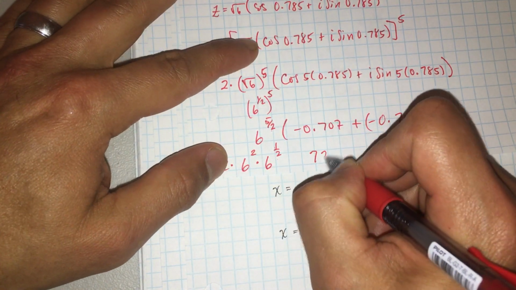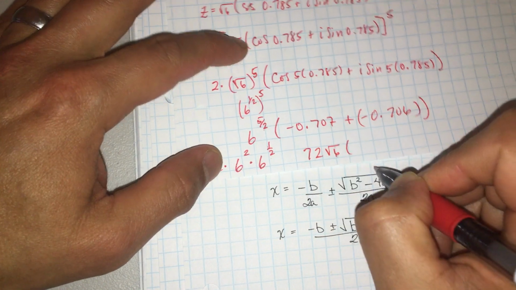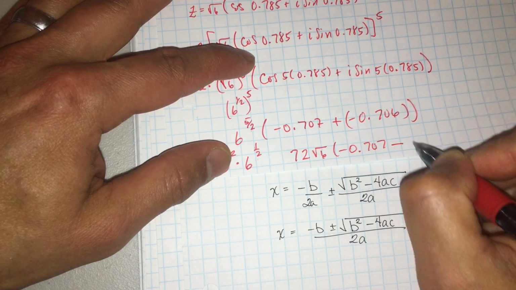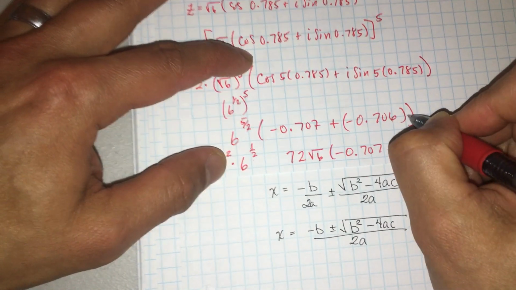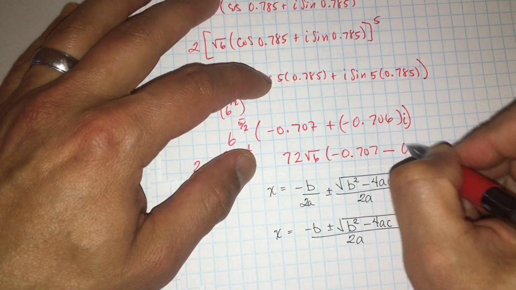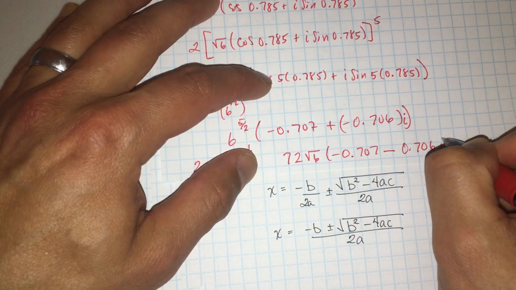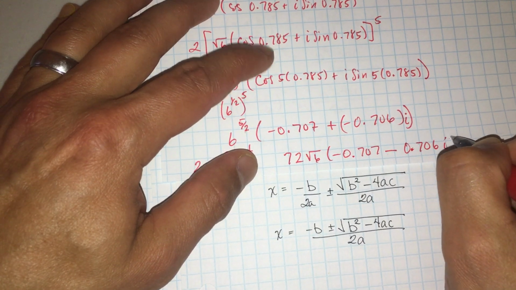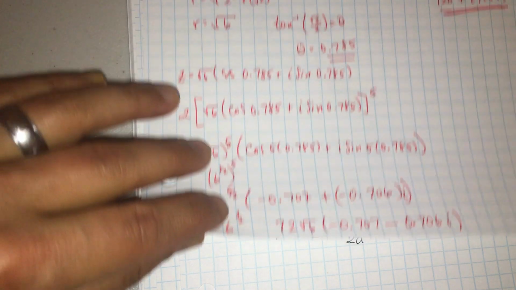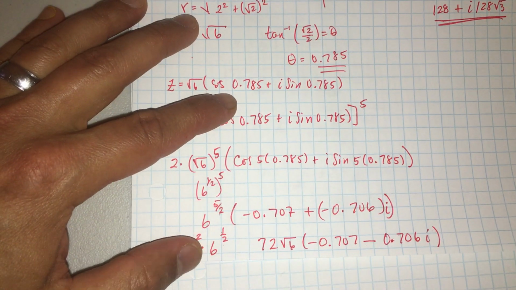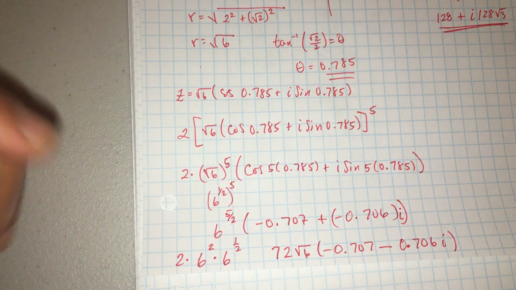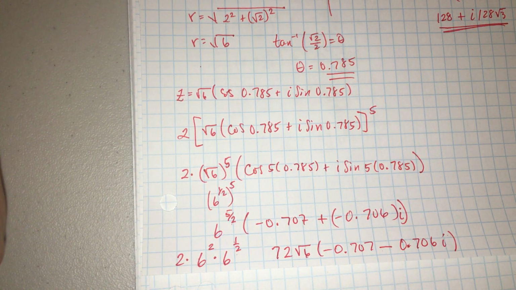So this guy is going to end up being 72 radical 6 times negative 0.707 minus, and don't forget your I over here, and then minus 0.706 I. Okay, and then you would go ahead and distribute that, but I'm going to go ahead and just leave it like that. Okay, guys, and that would be it. So hopefully that makes sense, not too complex, just multiplying, raising to powers.